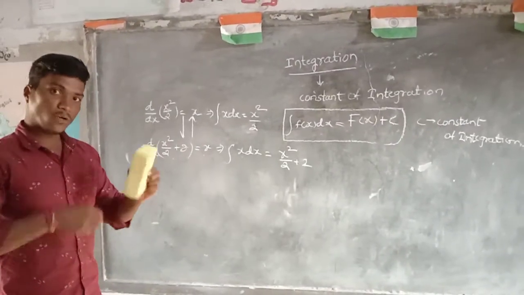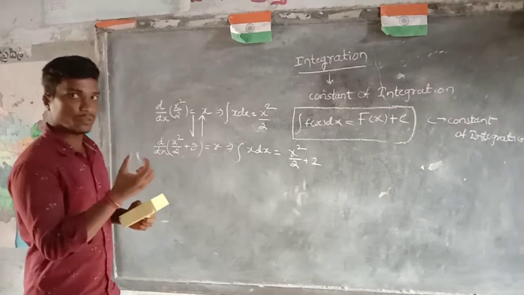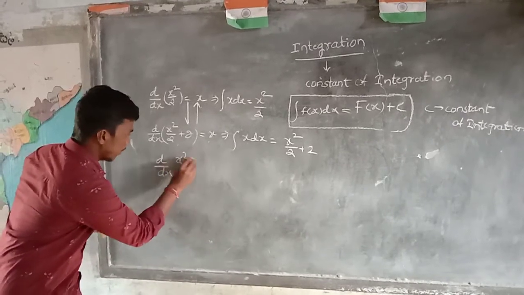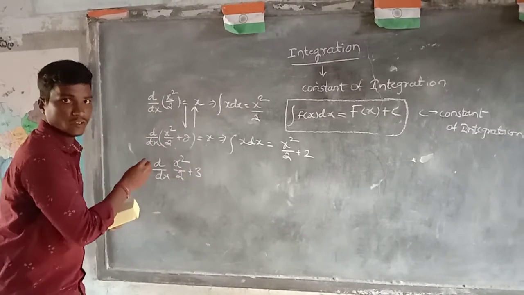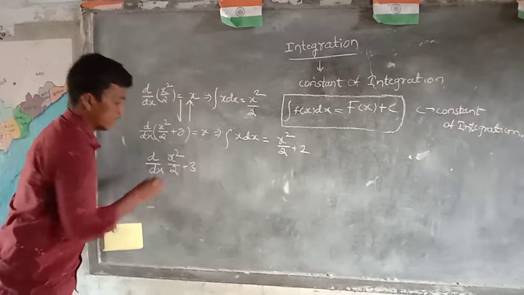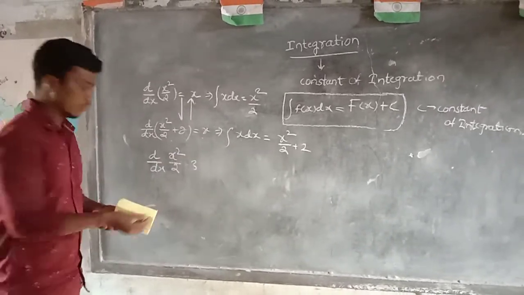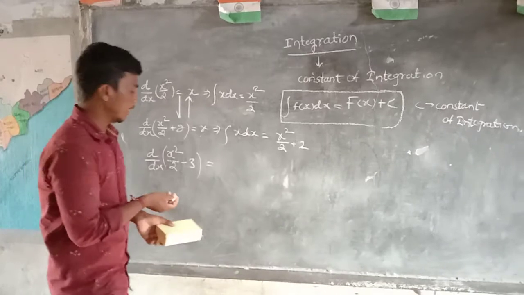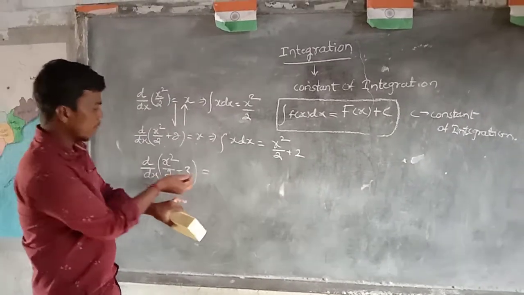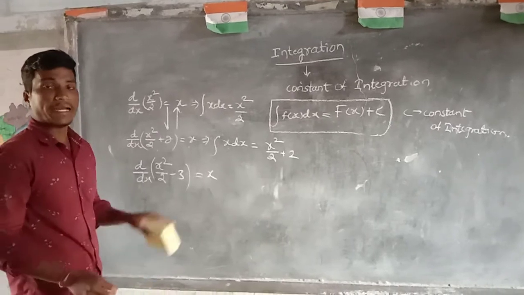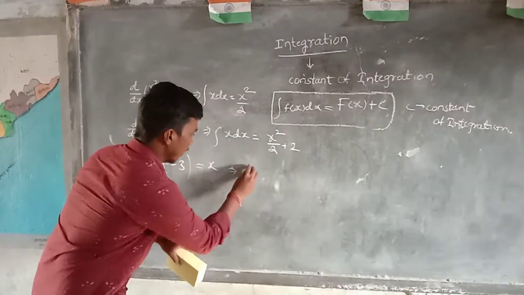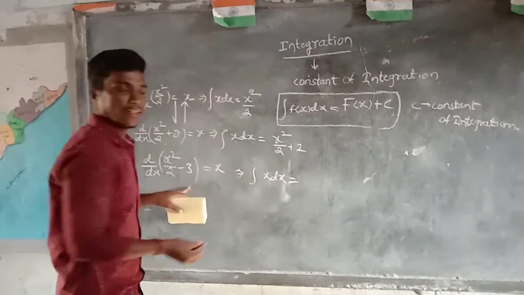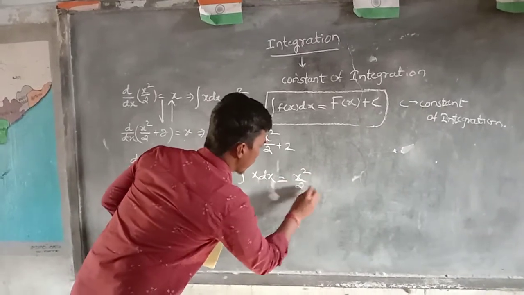So I will go with another example, which will be very easy to remember. For example, d by dx of x square by 2 minus 3, or we can put anything. First I will take minus 3. For this we get x only. But the antiderivative of this is, that implies integration of x dx is equal to x square by 2 minus 3.